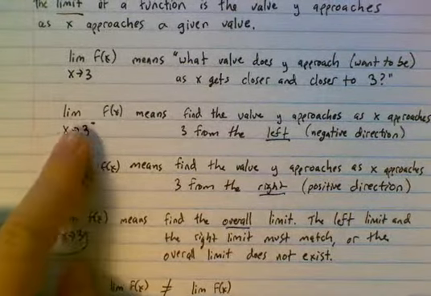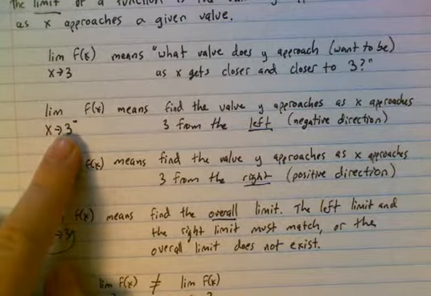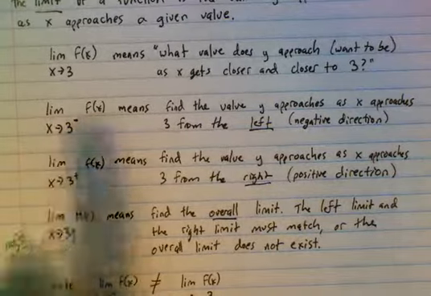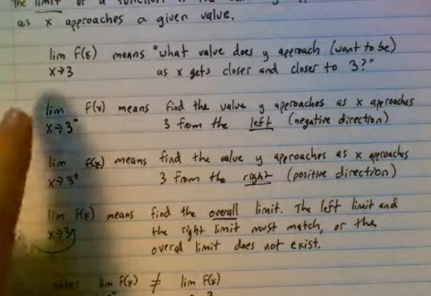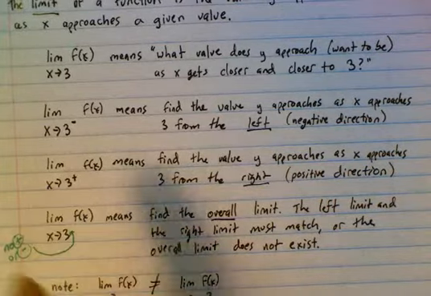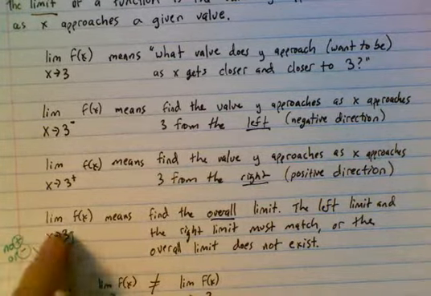It means that we have to find the value y approaches as x approaches from the left, and as x approaches from the right. These are called the left-hand limit and the right-hand limit. And they have to match. If they don't match, then this overall limit here does not exist.